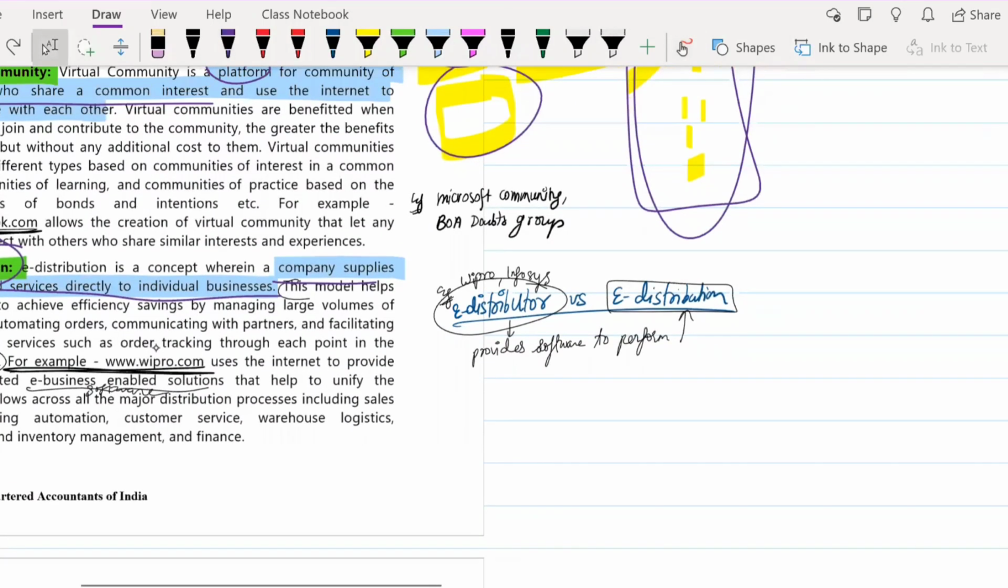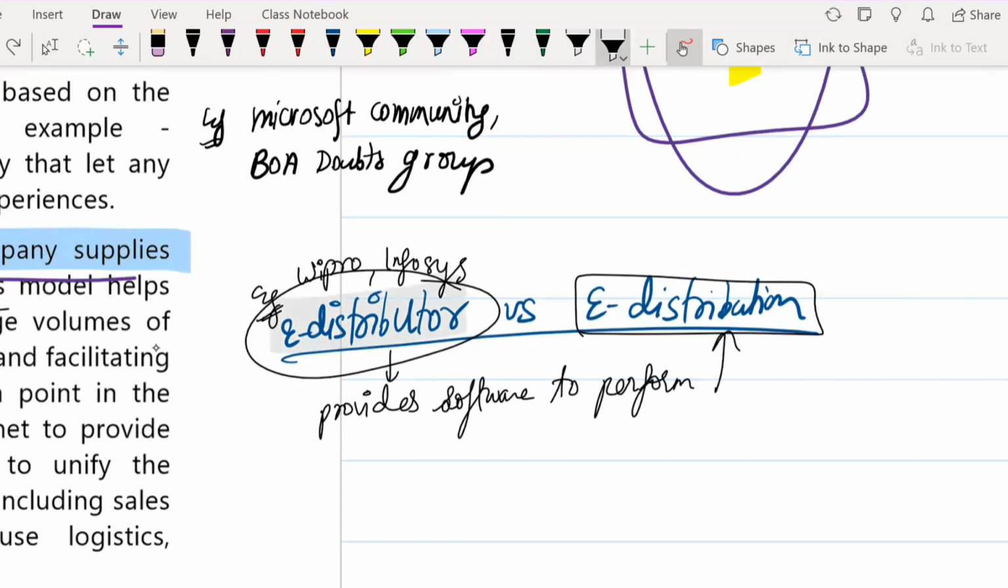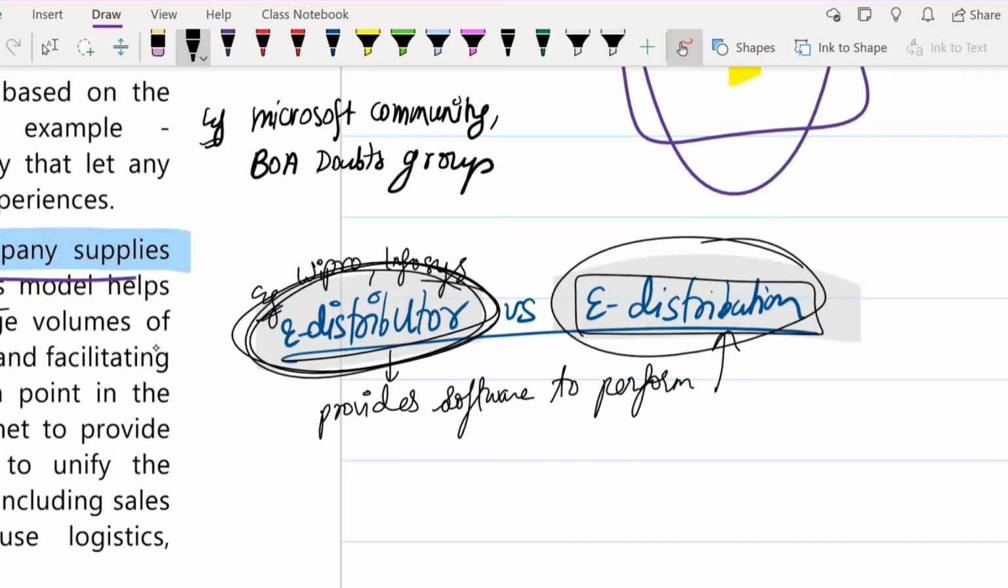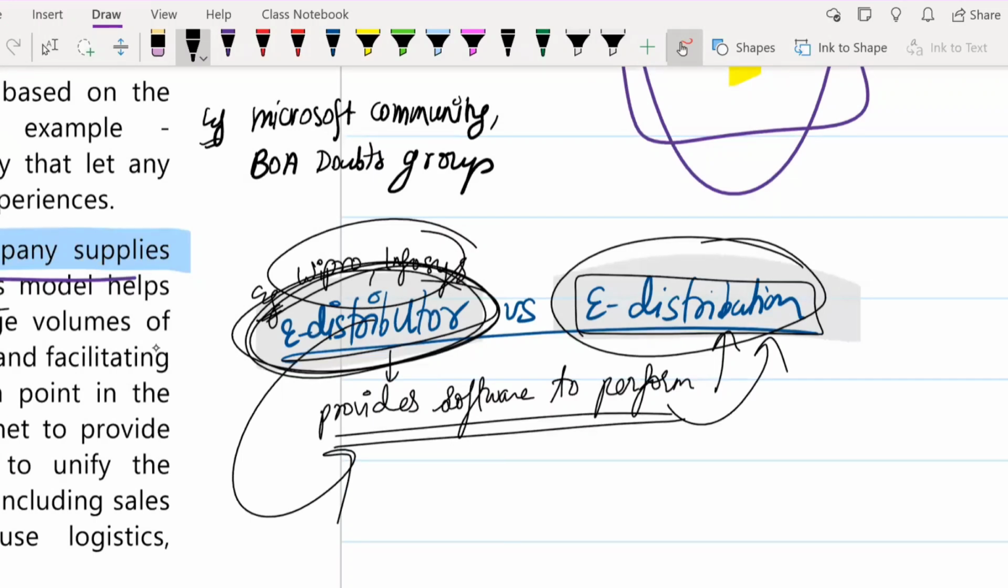First you need to understand the difference between two words: e-distributor and e-distribution. E-distribution is a platform which you use to distribute your product, whereas the person who builds or provides that software to do the e-distribution is known as the e-distributor. Examples of e-distributors are Wipro and Infosys. They provide a platform so that other businesses or customers purchasing this software can do e-distribution.